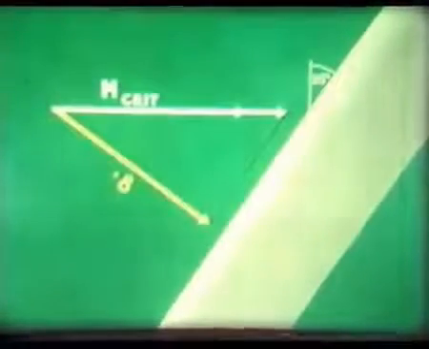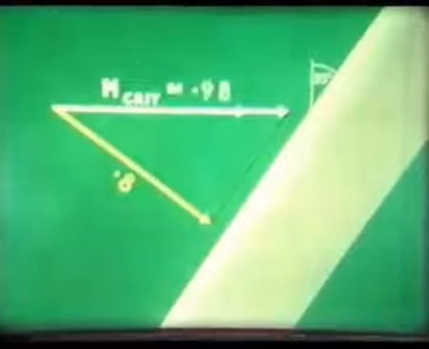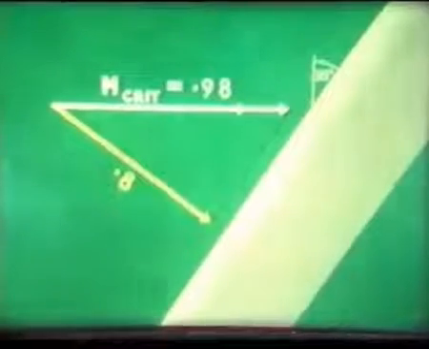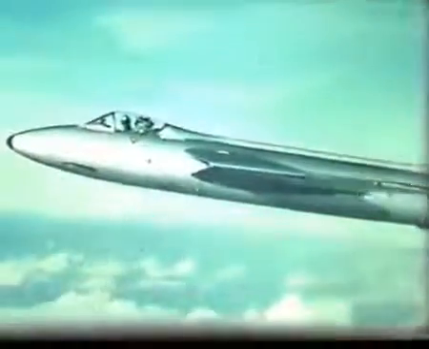The greater the sweep back, the more the critical Mach number is raised. For instance, suppose the straight wing has a critical Mach number of 0.8. By sweeping the wing back to 35 degrees, the M crit is raised to 0.98. But this is only the theoretical result for an infinitely long wing. In practice, the critical Mach number would only be raised to about 0.9.